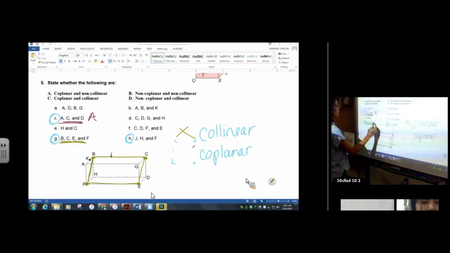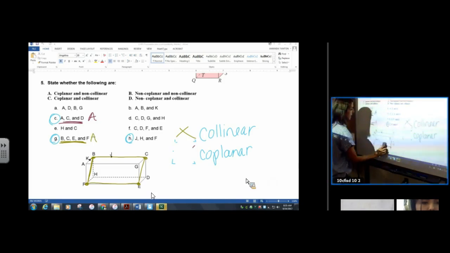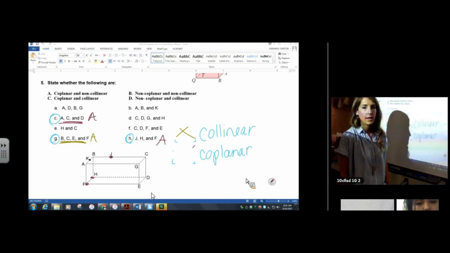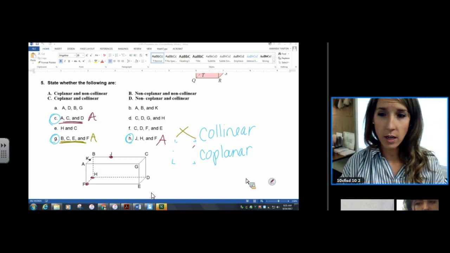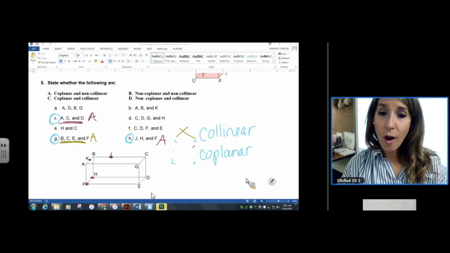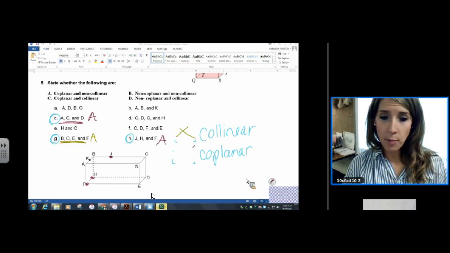So this one is A again. And H. J, H, and F. Same answer again. These are not collinear. Is that okay with everyone about not collinear? But they are coplanar because any 3 points are coplanar.